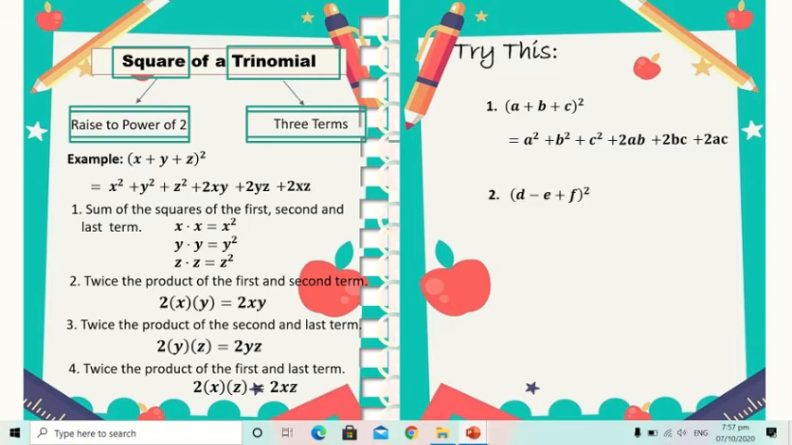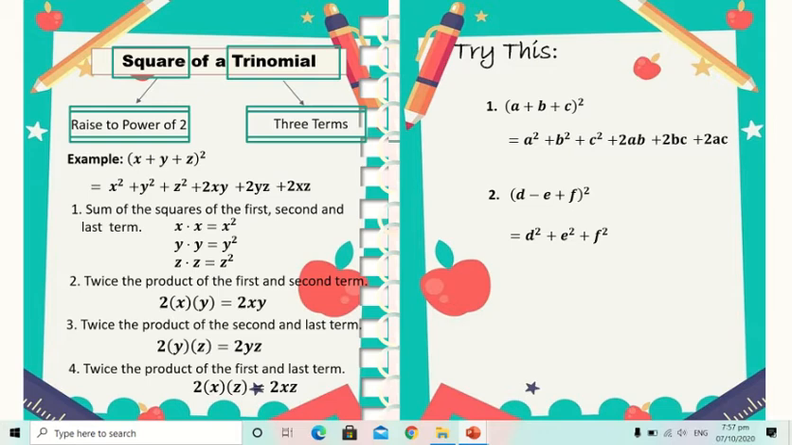Another example, quantity D minus E plus F squared. First, get the sum of the squares of the first, second, and last term. So our D is the first term, negative E is the second term, and F is the last term. So we have D squared plus E squared plus F squared.